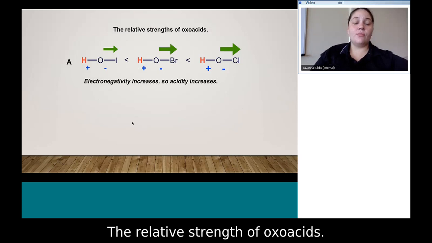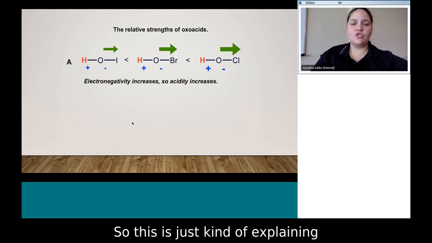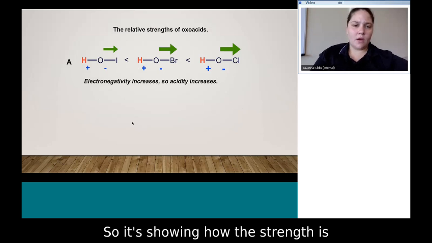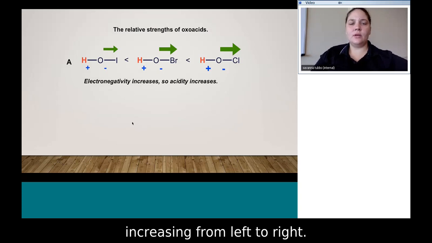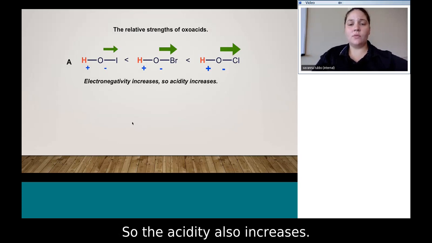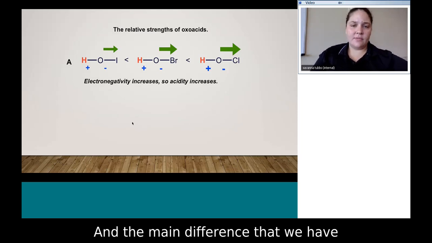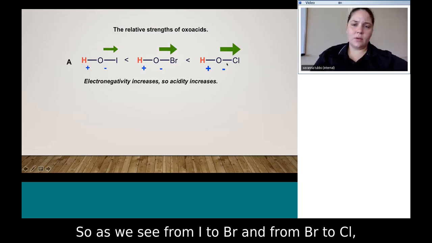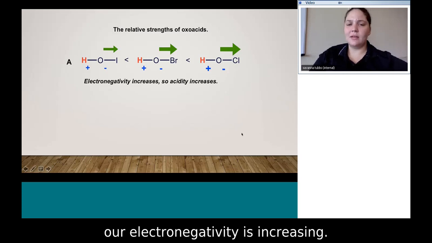The relative strength of oxo acids. So this is just kind of explaining what we said earlier. It's showing how the strength is increasing from left to right. The electronegativity increases as we go from left to right, so the acidity also increases. And the main difference that we have is the element that is attached to our oxygen. So as we see from I to Br and from Br to Cl, our electronegativity is increasing.